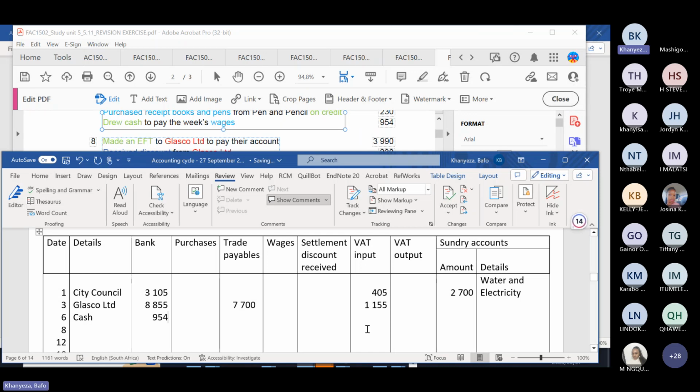Does wages have VAT? No, they don't have VAT. We have a column for wages here. We've got a column for wages, 954. And then we don't have anything under sundry. That's it.